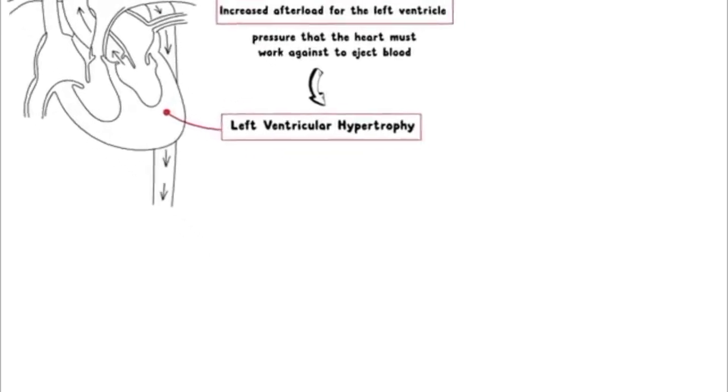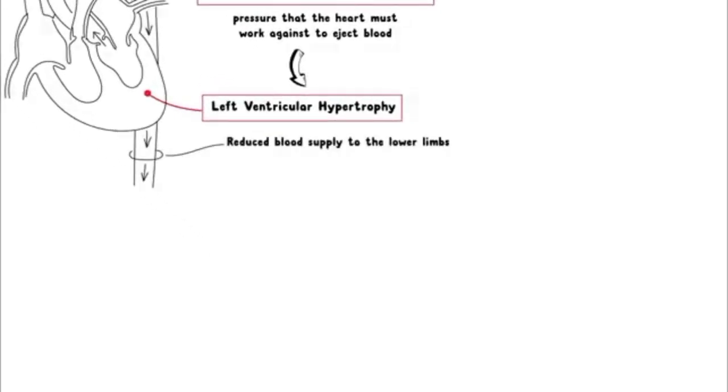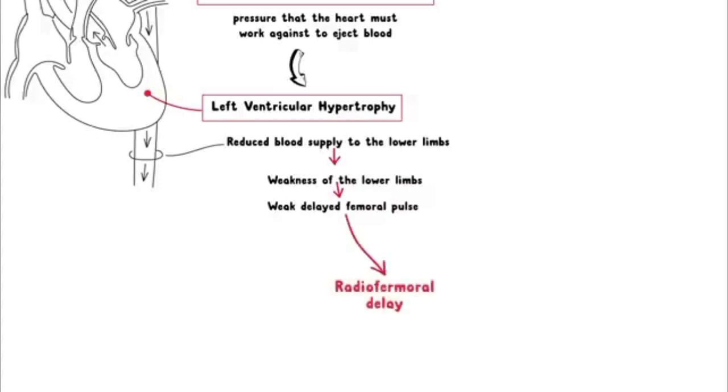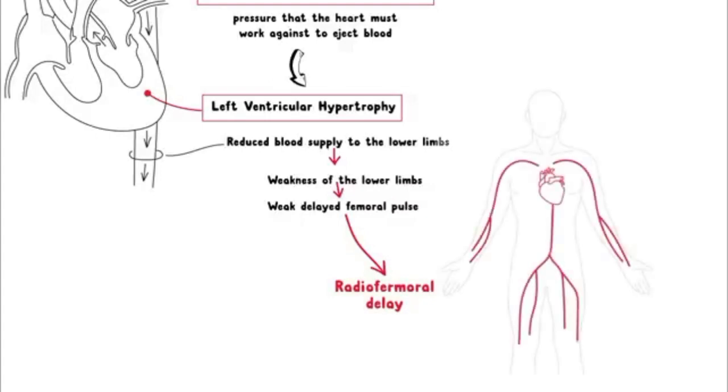On the other hand, blood supply to the lower limbs is reduced, resulting in weakness of the lower limbs and a weak, delayed femoral pulse, which presents clinically as radiofemoral delay, which just means that there is a mismatch in timing when pulses are felt in the arms, the radial pulse, compared to the femoral pulse.